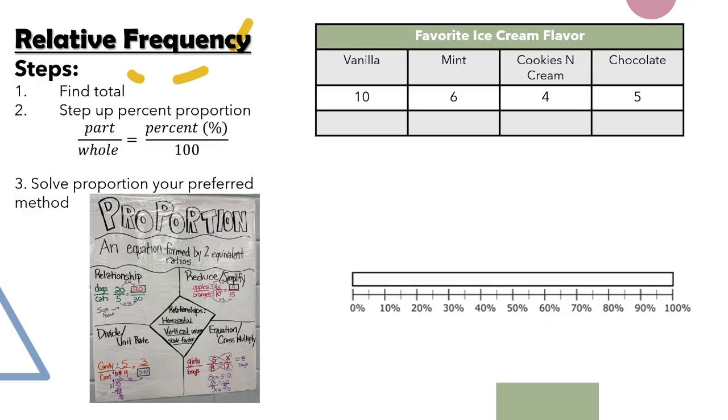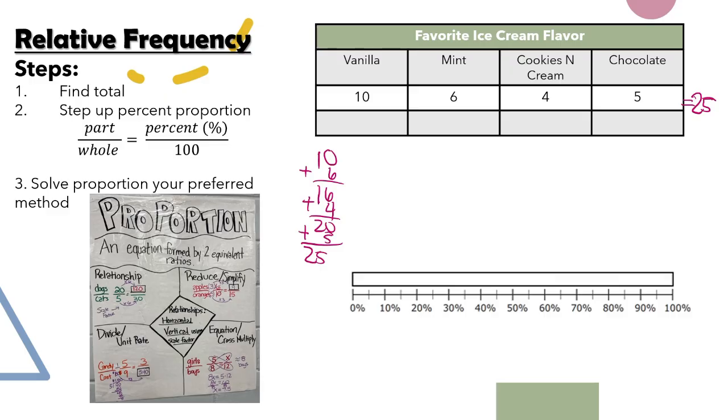So first step, we're going to find our total. We do not know our total, so that's the first thing I'm going to do. So we know that 10 plus 6 gives me 16. 16 plus 4, that's 20. And then 20 plus 5, that gives me 25. So we know that my total is 25. In order to make a fraction, we always need to know my whole.